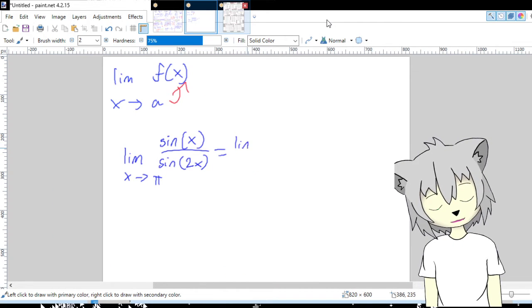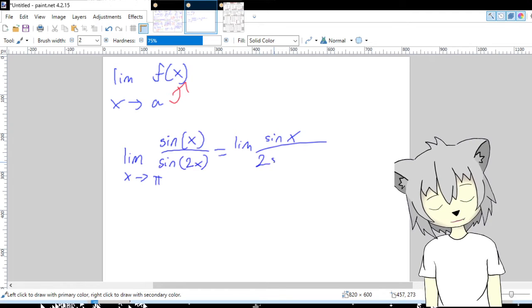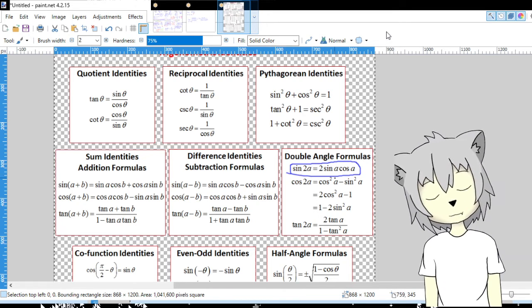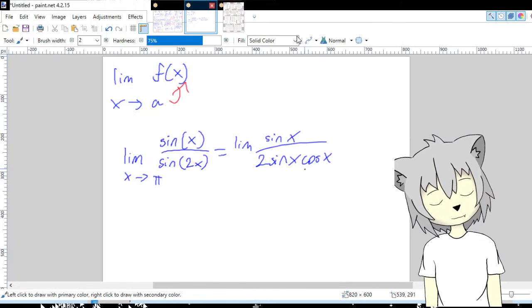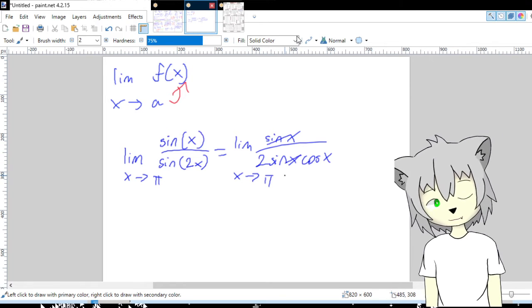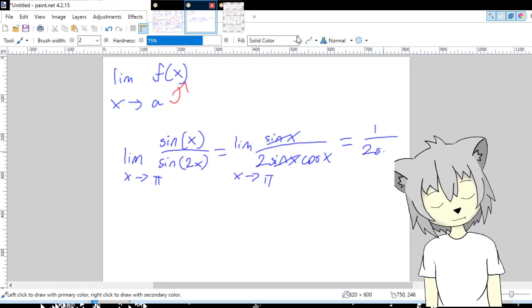This is basically equal to the limit of sine of x, gonna remove that parentheses because it's just a pain, over 2 sine x cosine x, because the sine of 2 times a variable equals 2 sine variable cosine variable. As x approaches pi, you can cancel them out, and then you get 1 over 2 cosine x.